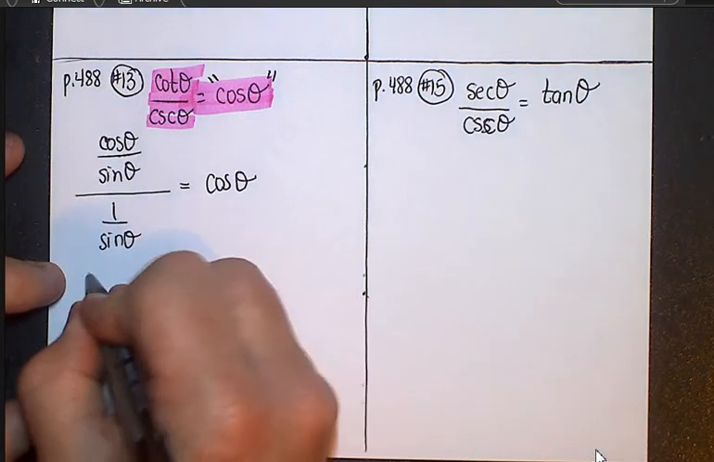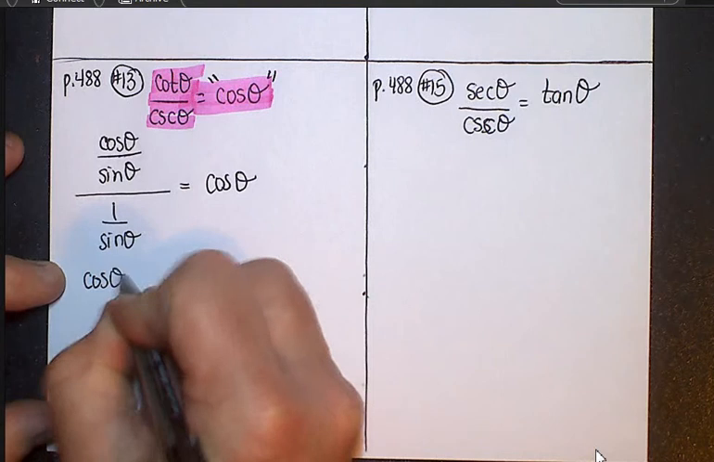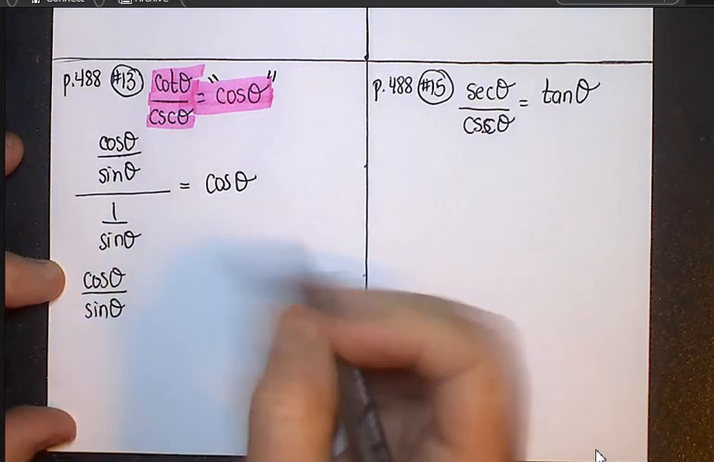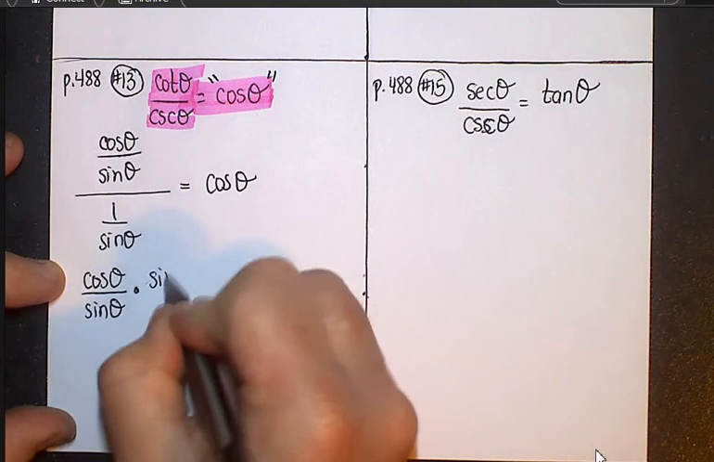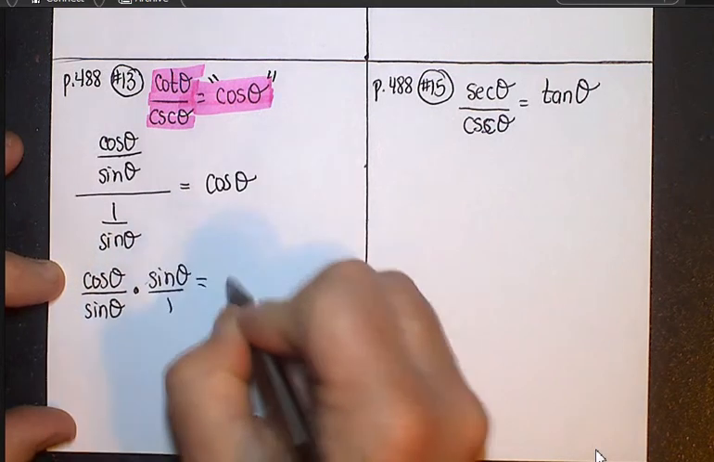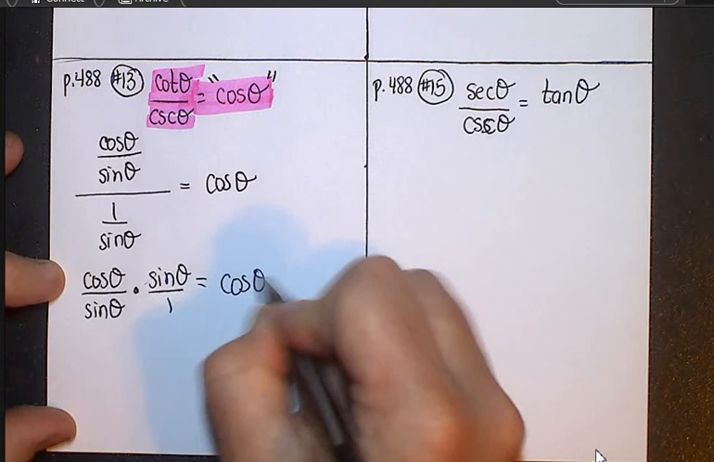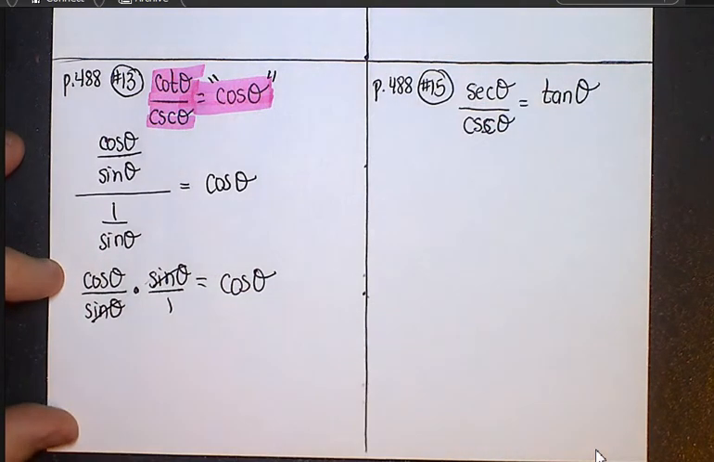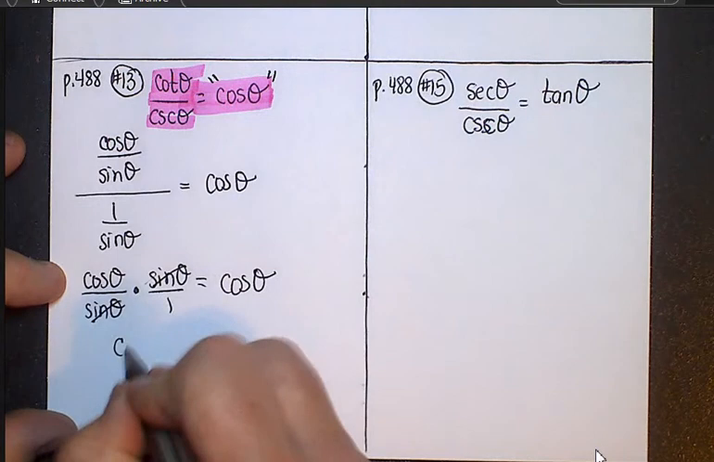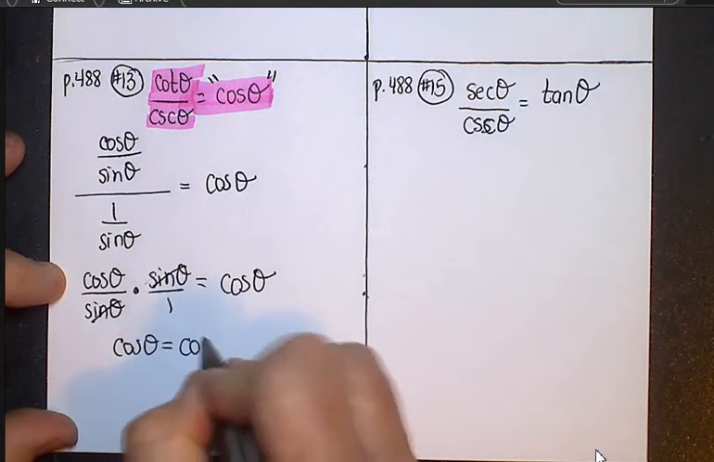We're going to get cosine theta over sine theta. That fraction stays. Division changes to multiplication, and then the bottom fraction is going to flip, and all that's supposed to be cosine theta. And then some simplification, canceling those out, we get cosine theta is equal to cosine theta, and we're proven.